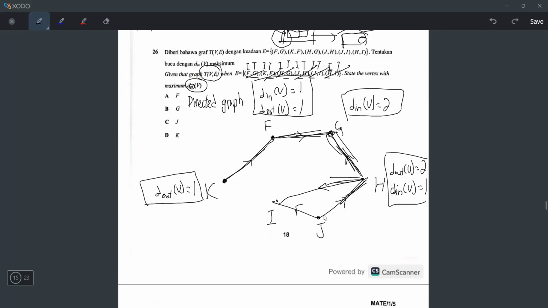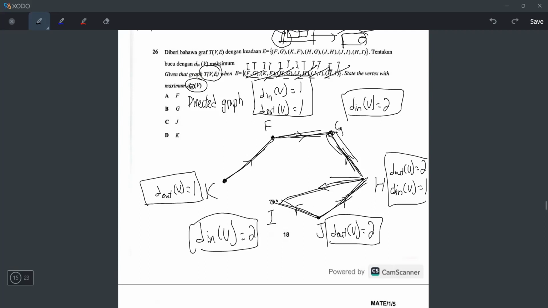Okay, let's go to J. So we have 1 going out, this one also going out. So 2 lines touching, but both lines are going out because of direction. So the degree out is 2. Done. And then go to I. So I is what? 1 going in, 2 going in. So both are going in, so it's 2.